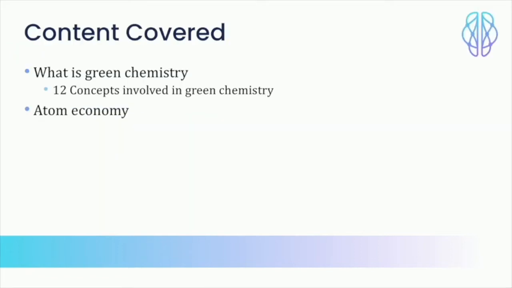So today we'll be going over two main things. Firstly, what actually is green chemistry in the first place, and then we're going to go over some of the history and where green chemistry came about, and then go over 12 concepts that underpin this concept of green chemistry. You can apply these three things to answer any question on green chemistry.